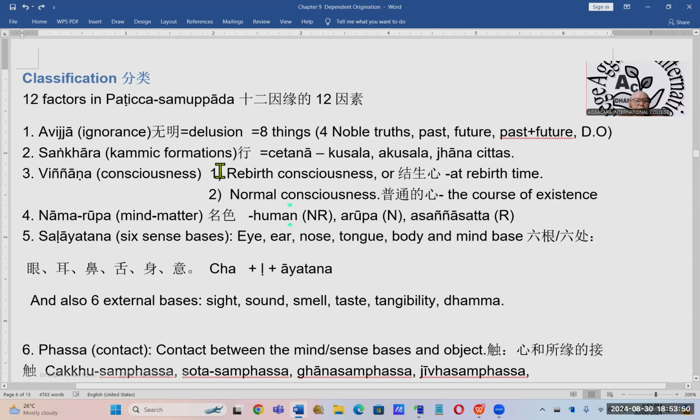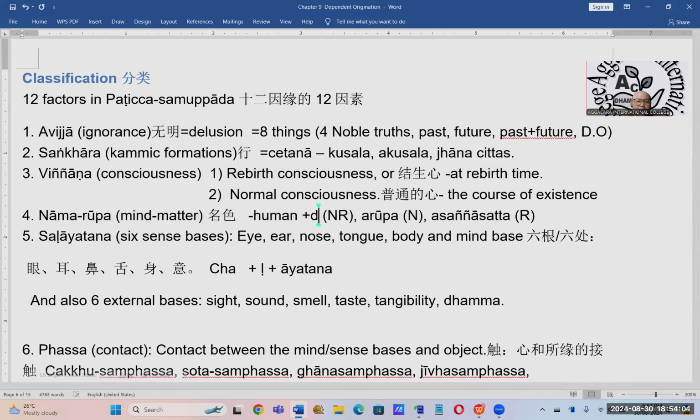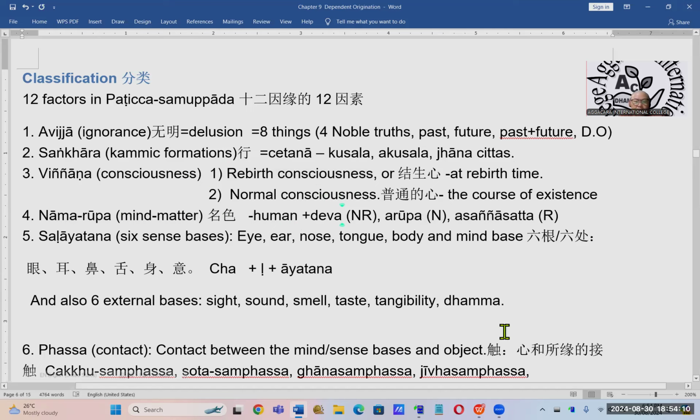So this means that rebirth consciousness will condition the nama-rupa, but not all will appear. Some will appear according to circumstances. Like human beings, we have nama-rupa. Humans and normal devas also have both nama-rupa. It's just trying to say this.